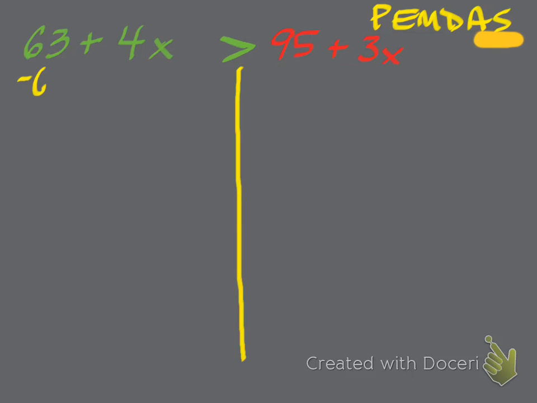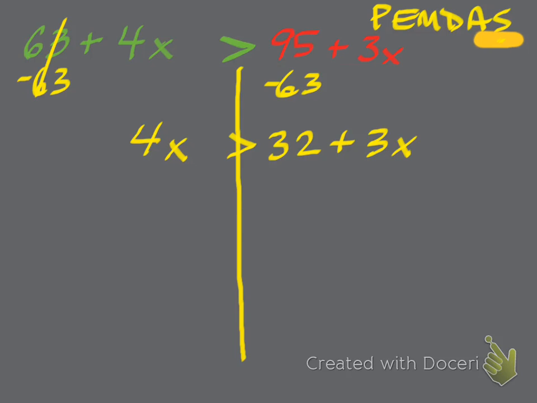Subtracting 63 would be a little better in this case because that's going to give me a positive number when I do 95 minus 63. This is a 0 over here, so we can cancel that. And then I have 4x is greater than 32 plus 3x.